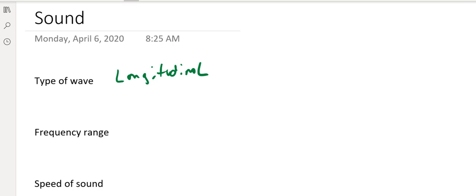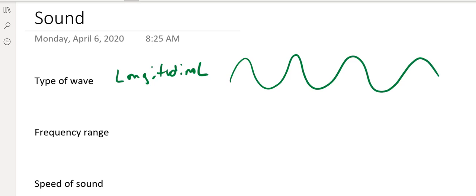Really kind of hard to draw, but usually when we still draw the waves, we draw them as if they're transverse waves, but we really mean that they are longitudinal waves.